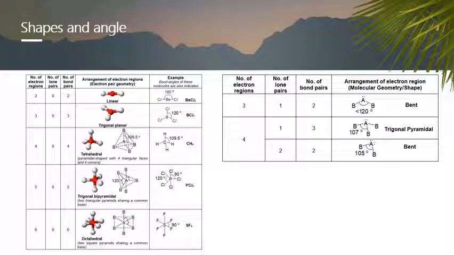So then how do we know the shape and angle? Now we had 2 bond pairs and 0 lone pairs. That should give us linear. So CO2 is linear, and the angle is 180. Now if I have 3 bond pairs and 0 lone pairs, then it's trigonal planar. The angle is 120. So you need to remember all of those shown here. They are also found in your book.